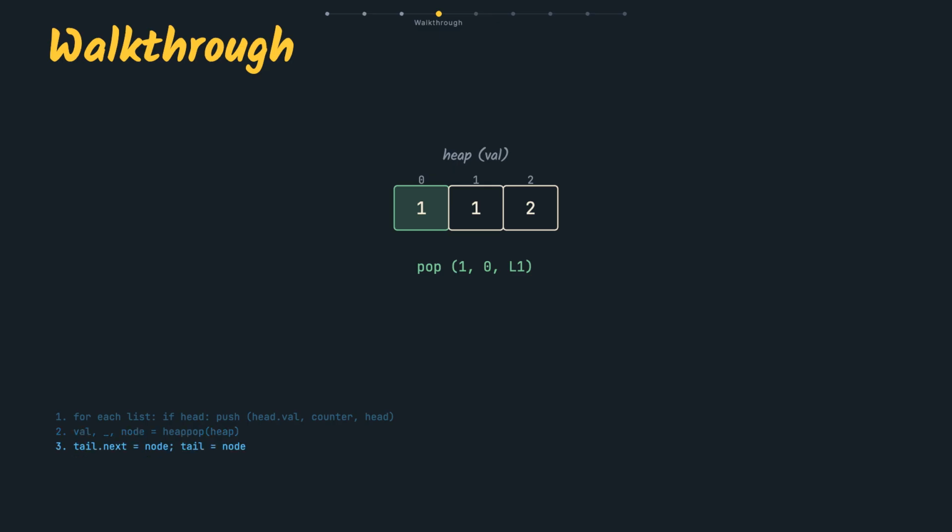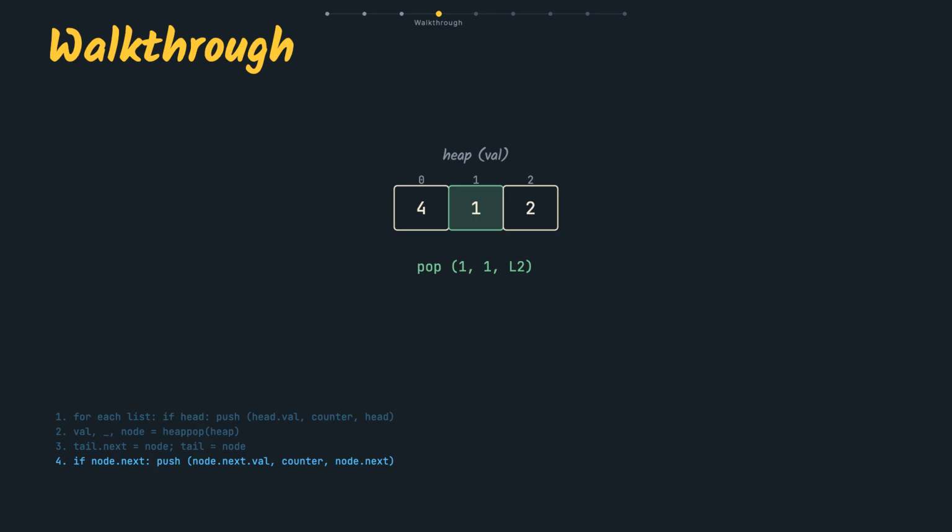Link that node onto our answer. The answer begins with 1. Now push its successor. The first list's next node is 4. 4 goes into the heap. The heap resettles. The new top is value 1, this time from the second list.